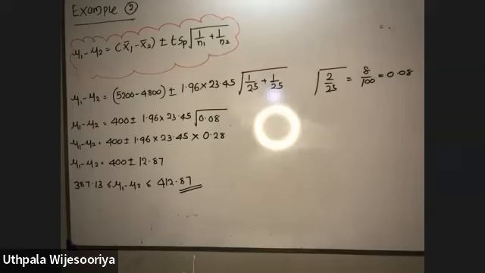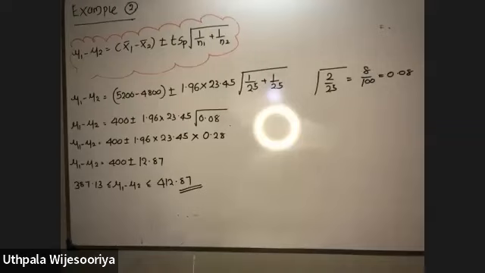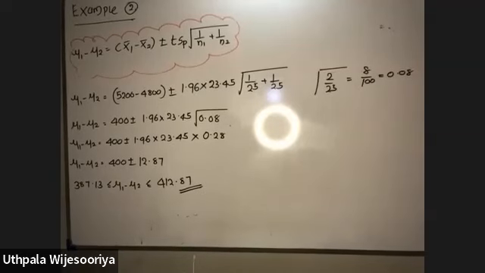Then check whether 0 is included in this range. If it is, we say that there is no significant difference between the two population means. Otherwise, write our normal comment. Right. Now this is about confidence intervals about the difference between two population means.